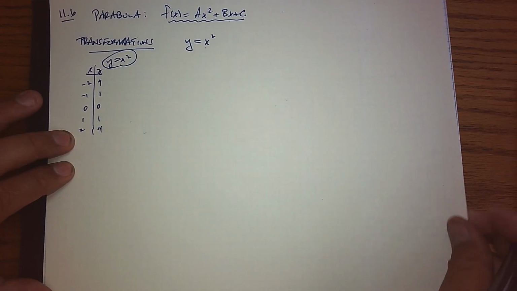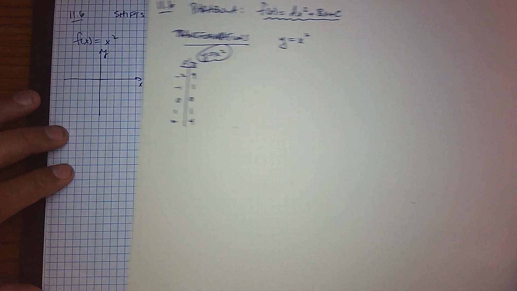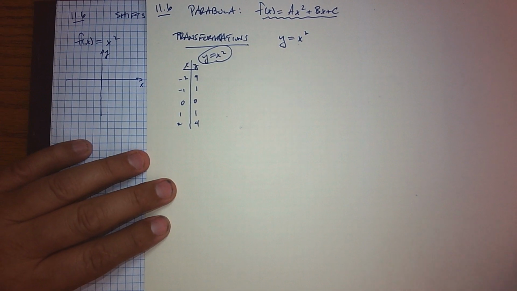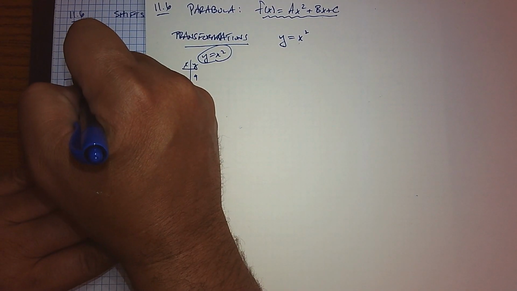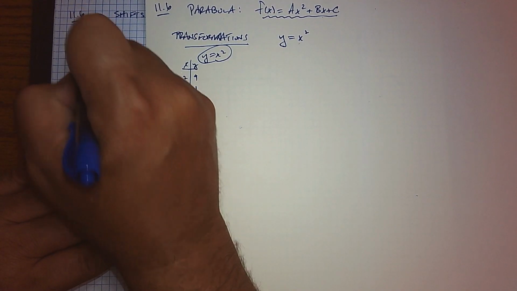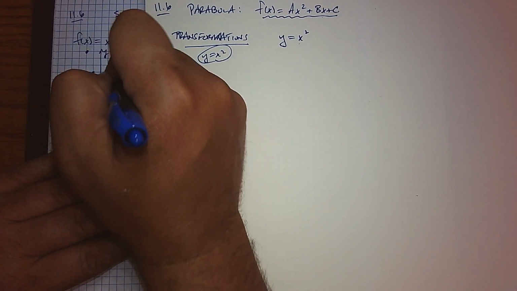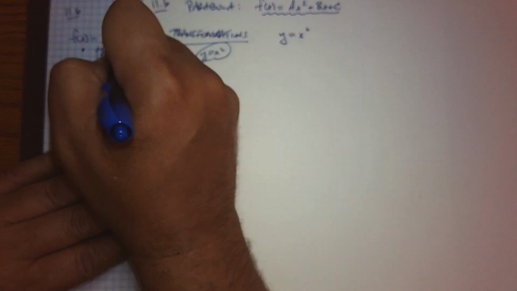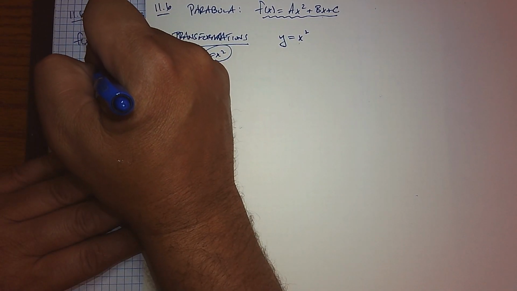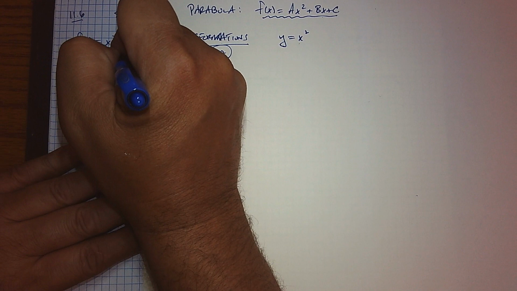So when I go to a grid, right behind us here, and point plot all that, I've got -2, 4. I've got -1, 1, 0, 0, 1, 1, and then 2, 4. So there's basically our parabolic graph.